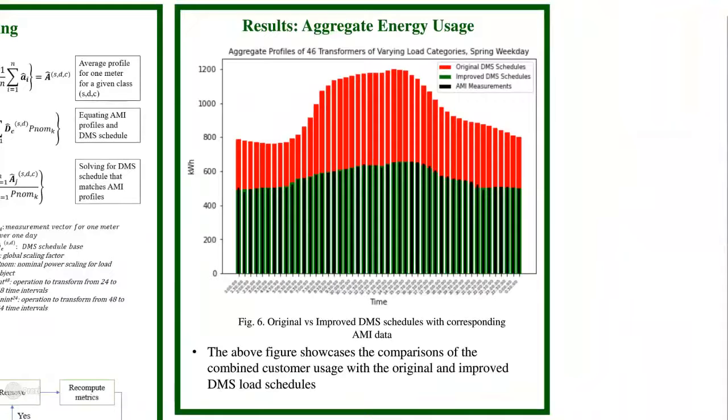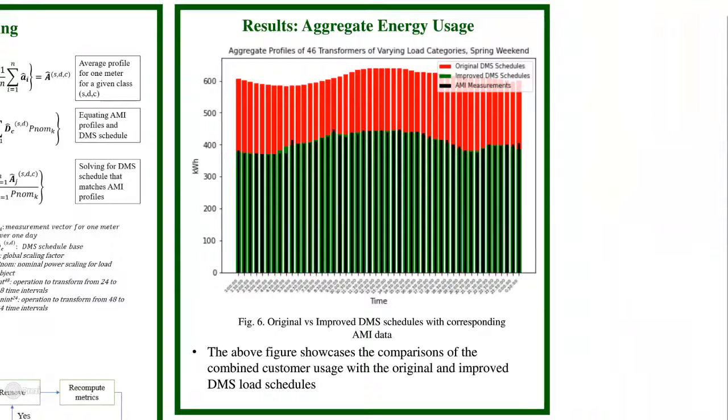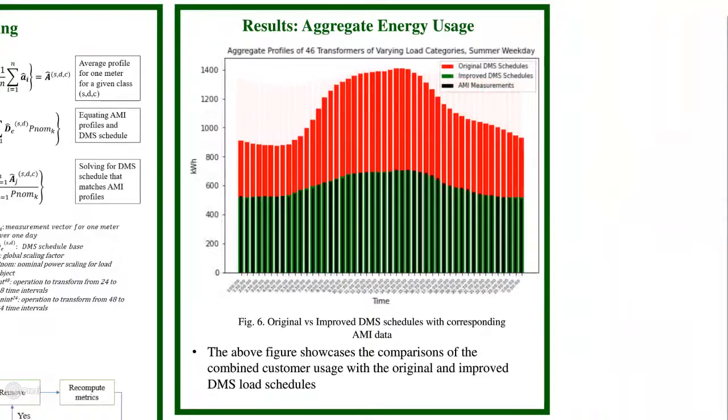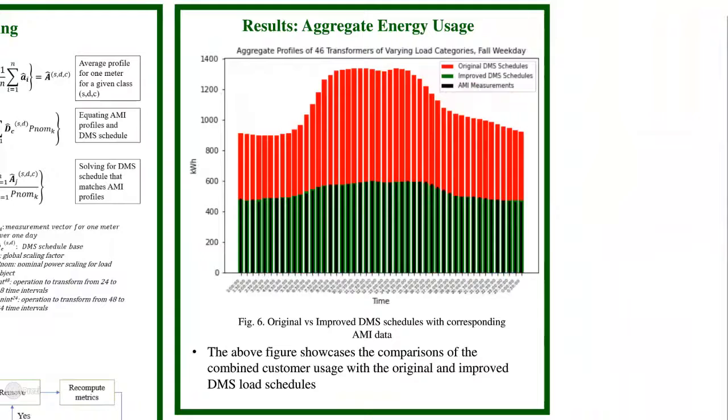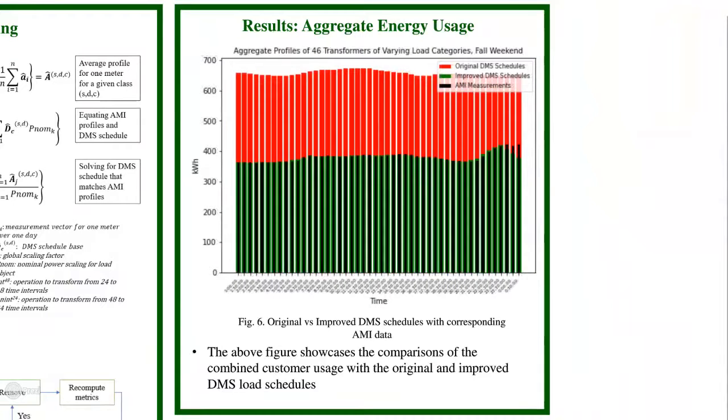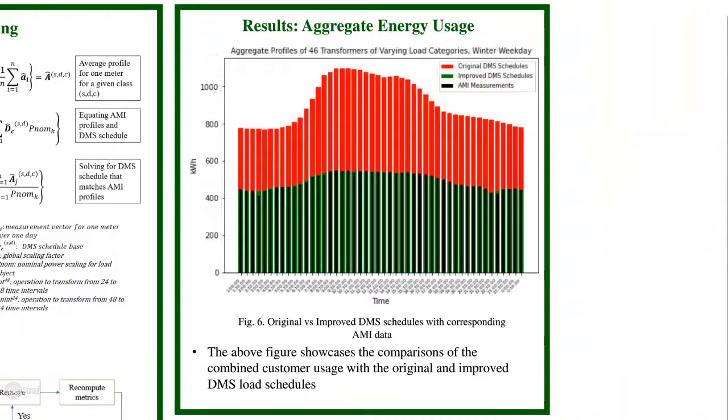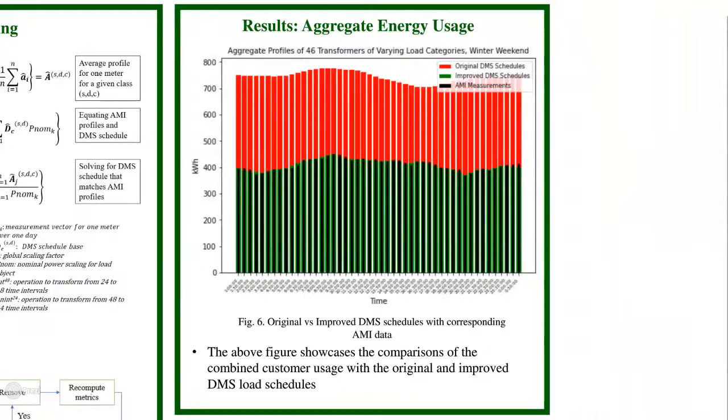It is important to note how the improved profiles affect the load in the aggregate and not just at the individual load level. Figure 6 represents the aggregation of the individual loads into a sum profile, shown here cycling between all 8 season/day type combinations. It can be noted that the original DMS schedule overestimates the actual usage given by the AMI measurements and that the improved load schedules mirror the AMI measurements.